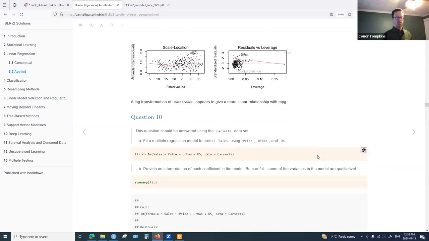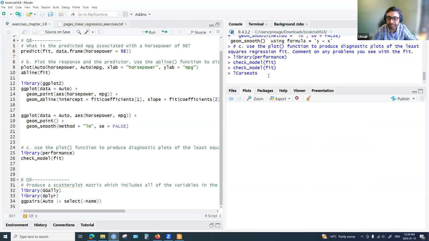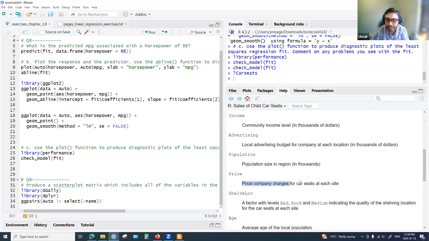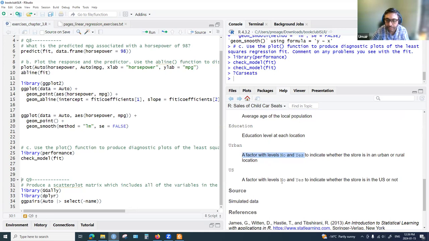Okay, so next is question number 10. This question should be answered using the car seats data set. So car seats data set has these three variables that were asked in the question to be fitted. Sales is our response, and then there is price, the price the company charges for car seats. Urban is a factor with two levels, no and yes. Yes means that it is in an urban store, no means rural store. And US indicates whether the store was in the US or not.